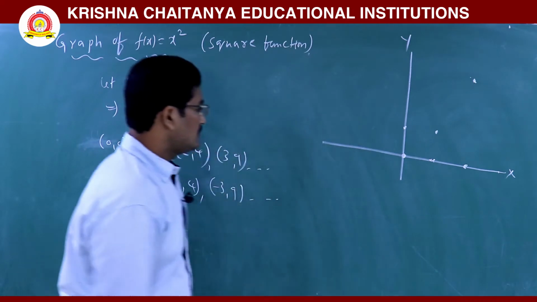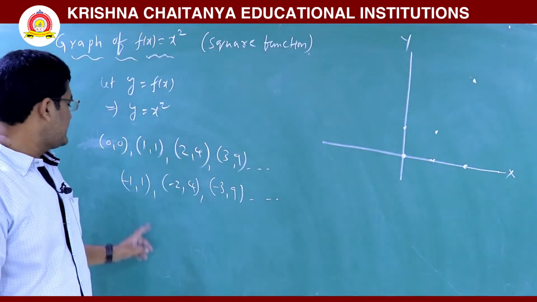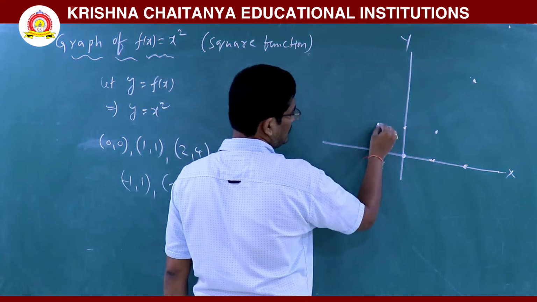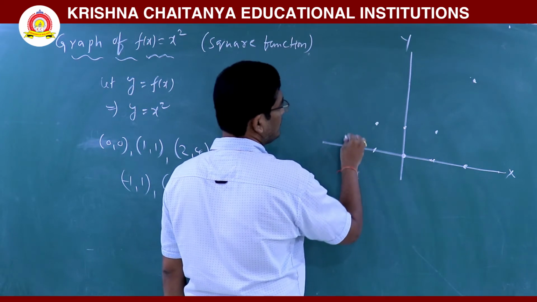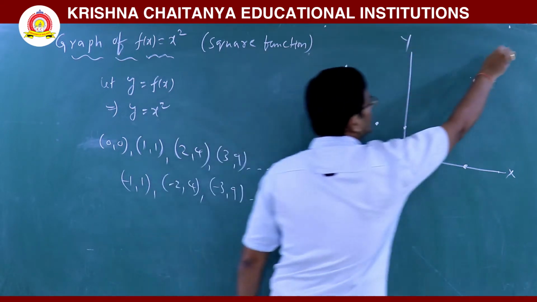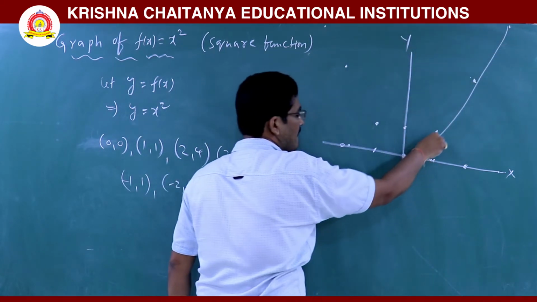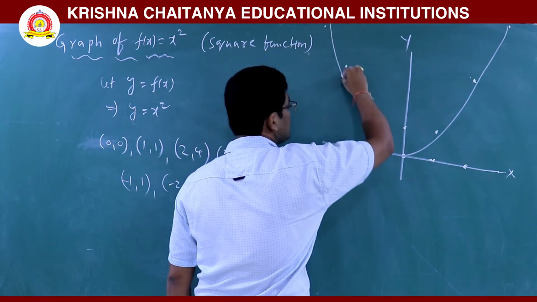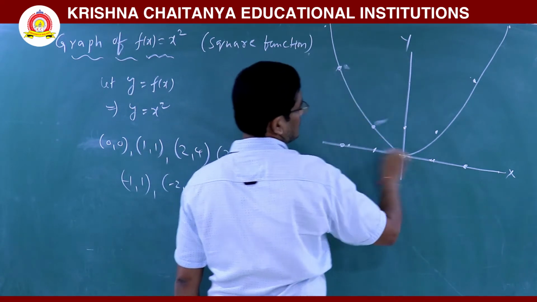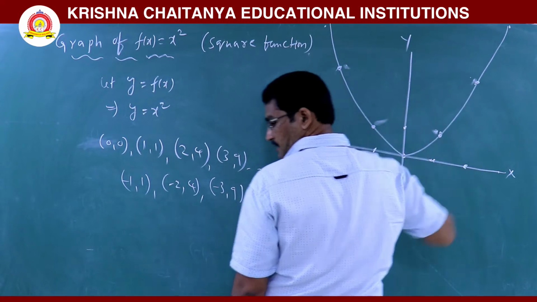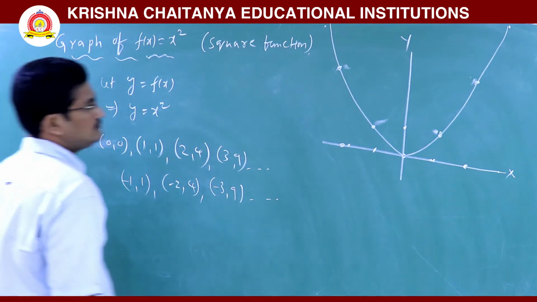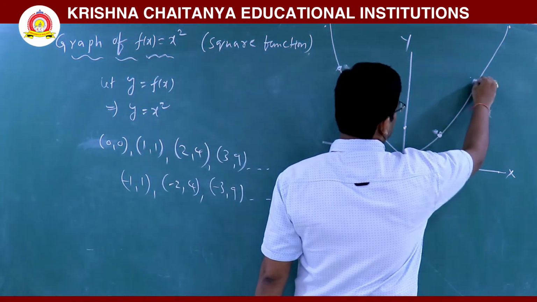So what about the left side of the y-axis? Suppose x equals minus 1, y value is 1. x equals minus 2, y value is 4. The same. So we have to connect all these, and we will get the shape of this curve.